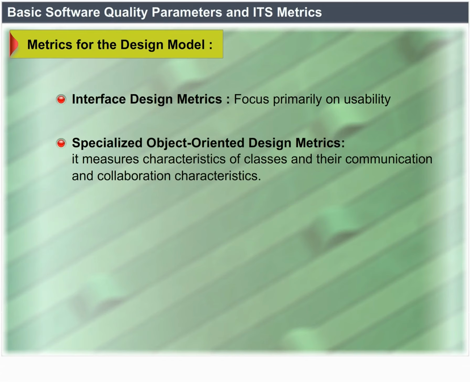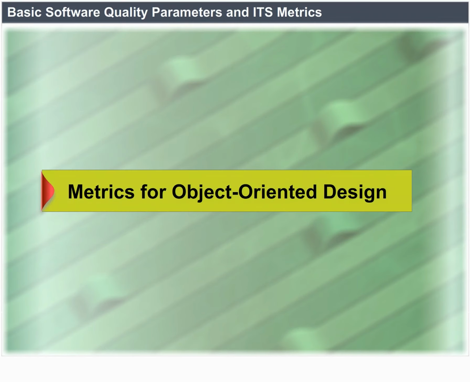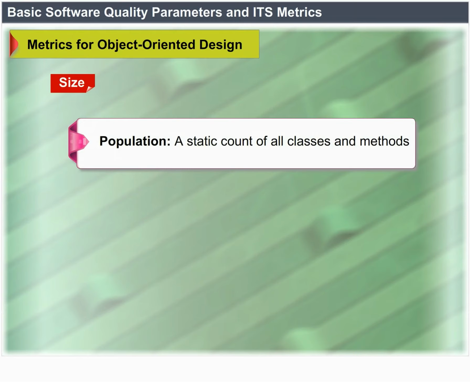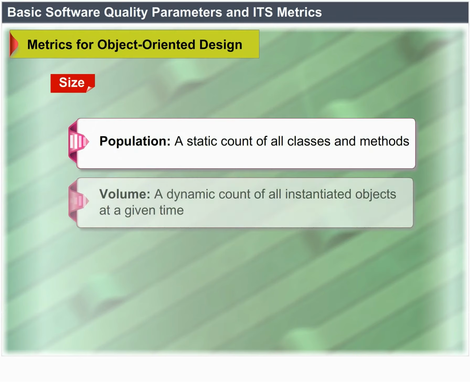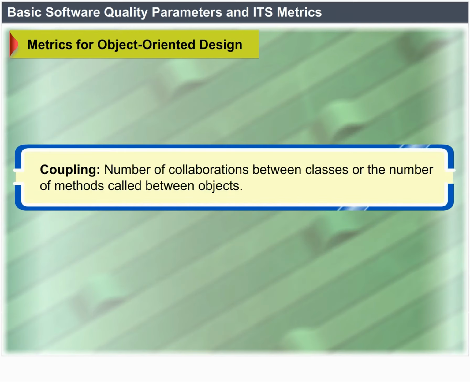Specialized object-oriented design metrics measure characteristics of classes and their communication and collaboration characteristics. Metrics for object-oriented design: Size, population, a static count of all classes and methods. Volume, a dynamic count of all instantiated objects at a given time. Length, the depth of an inheritance tree. Coupling, number of collaborations between classes or the number of methods called between objects.